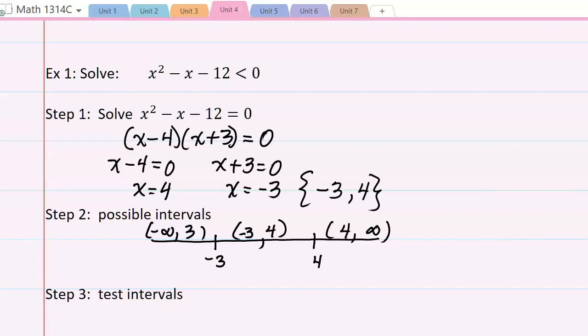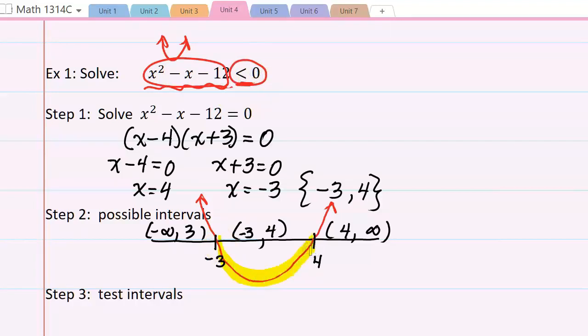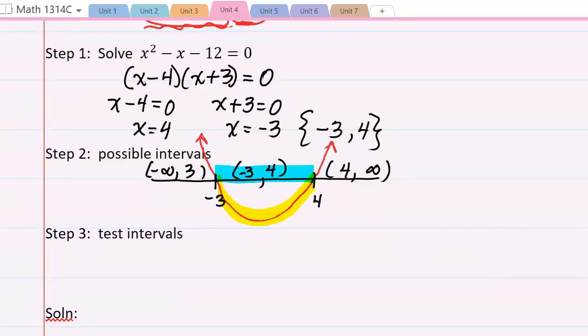Let's use our knowledge of graphing quadratic functions to determine which intervals are part of the solution. From x squared minus x minus 12, we know that the parabola opens upward. So I'm going to draw a parabola going through -3 and 4 on my number line. Now let's answer the inequality. For what values of x is the parabola less than or below the x-axis? From my sketch, we see that this portion is below the number line, so the solution set is the interval of -3 to 4.